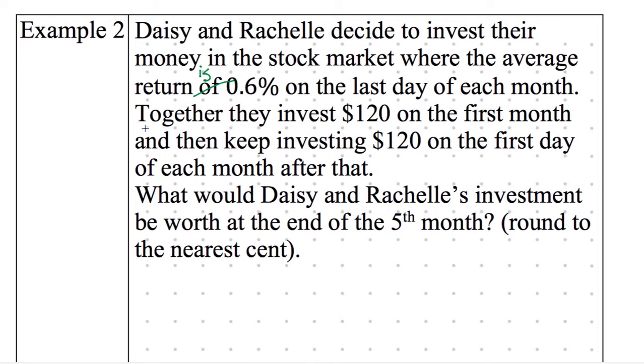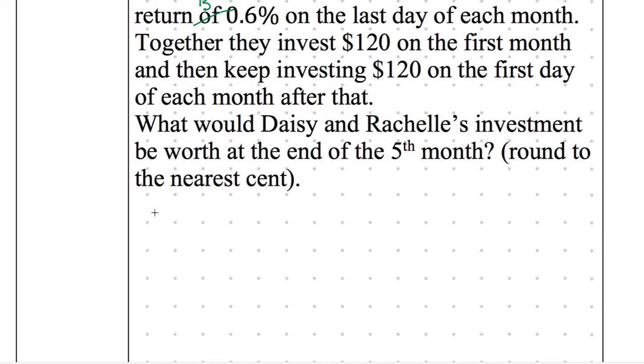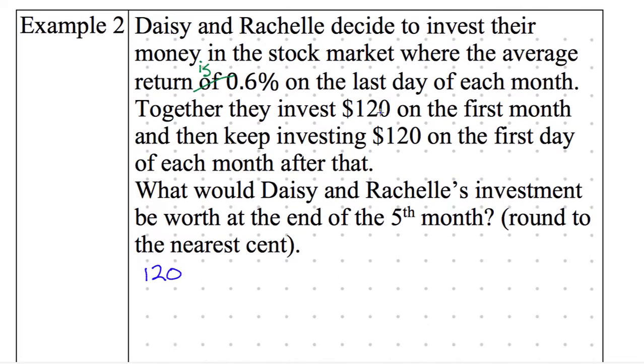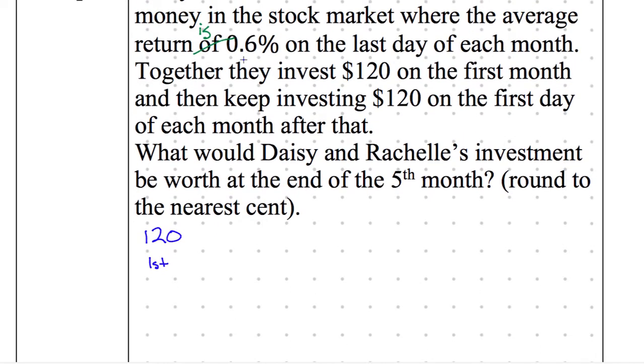So this is what's going to happen. Let's look at the first month. On the first month, how much money do you have in your bank account? 120. And then the interest applies after the last day. So now it's the last day. Now interest has been applied, and you're going to add $120 more dollars. So that was the first month. On the second month, how much are you going to have? Now I have to apply the interest to $120. So how do I do that? How do I apply 0.6% interest on $120?